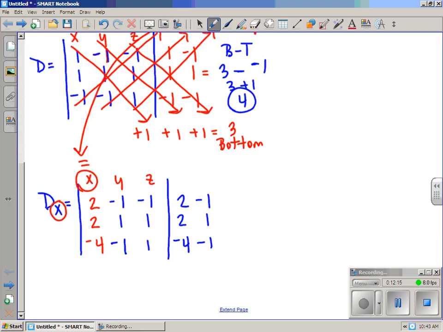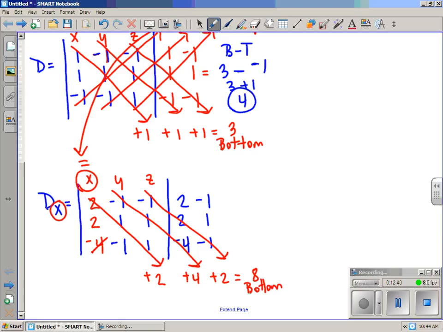We multiply diagonally. 2 times 1 times 1 is 2. -1 times 1 times -4 would be +4. -1 times 2 times -1 would be 2. Add those up, and that is your bottom number.